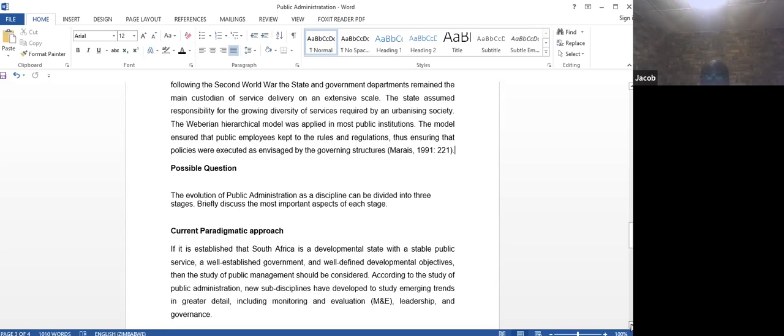According to the study of public administration, new sub-disciplines have developed to study emerging strengths in greater detail, including monitoring and evaluation, leadership, and governance.